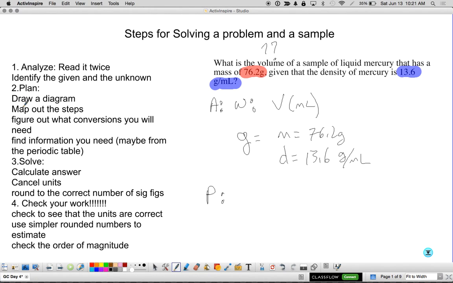I'm a big fan of mapping out the steps, working from what you need to what you're given. So I usually start on the end here, with my volume in milliliters. That's what I'm trying to find. And I know that I can find that from mass in grams using density. That's really it. That's kind of all I'm looking for.